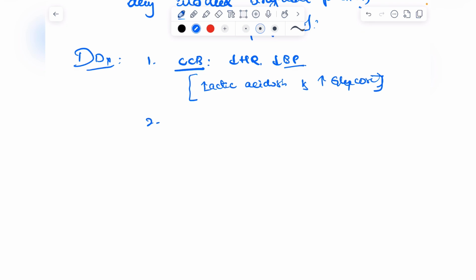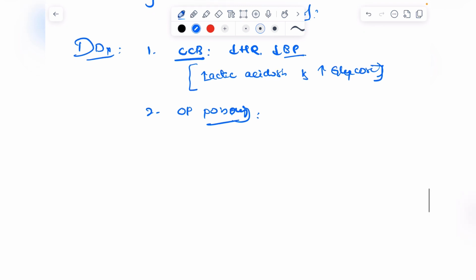One more differential diagnosis is OP poisoning. OP poisoning will also cause bradycardia and hypotension, but there are characteristic OP toxidrome symptoms like sweating, defecation, urination, lacrimation. Next, one more differential diagnosis is clonidine poisoning. Clonidine poisoning has miosis, like opioid poisoning symptoms.